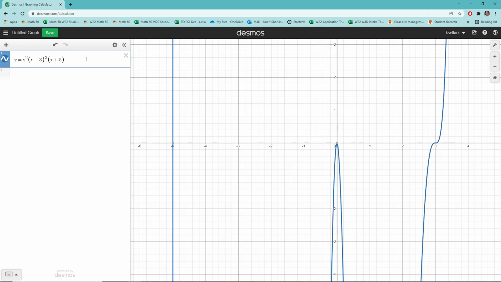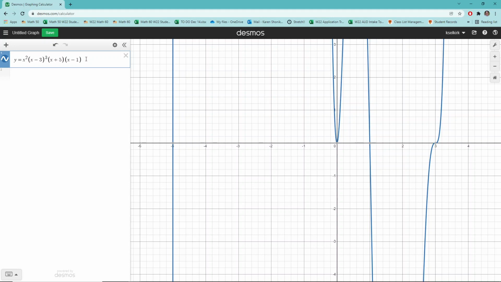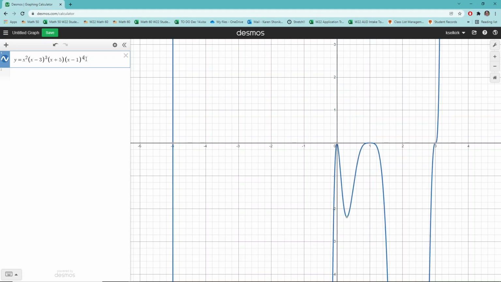Let's do another 0. Let's do one at 1, so x minus 1. And this one is going to be an exponent of 4. That one's similar to the exponent of 2, in that it didn't cross through the x-axis. So here's our rule. If you're an odd multiplicity, in other words, your linear factor is raised to an odd degree, you're going to cross the x-axis. If your exponent on your linear factor is even, you're not going to go through the x-axis. You're going to be tangent to the x-axis.